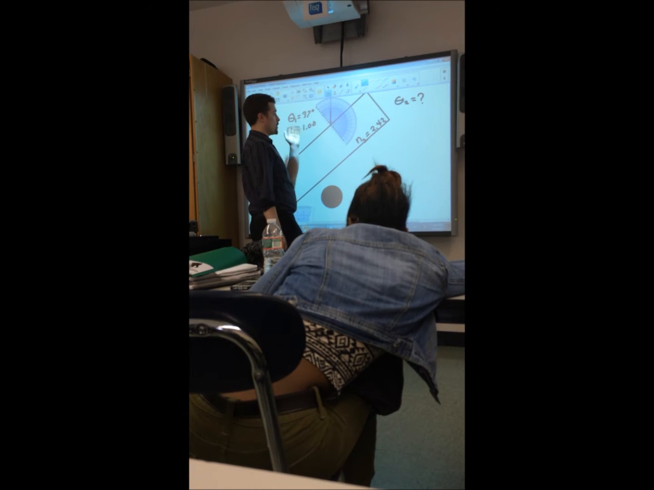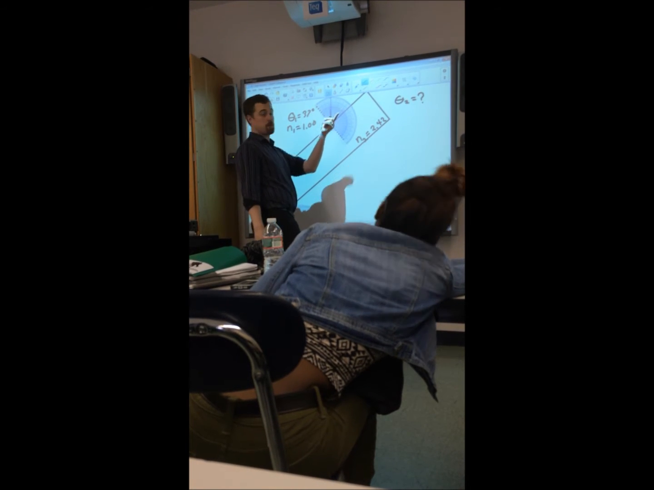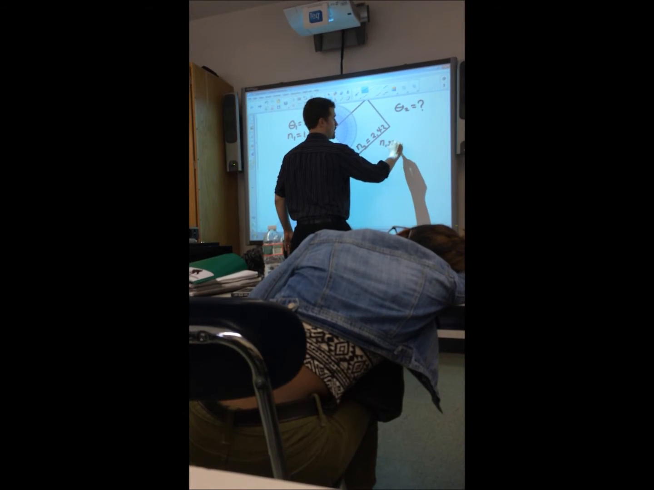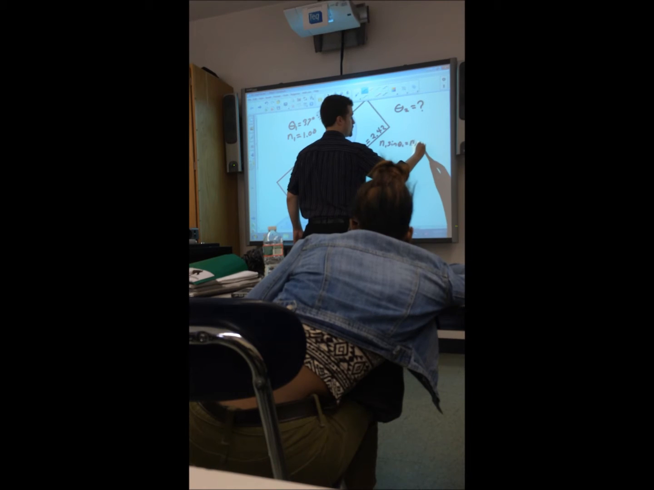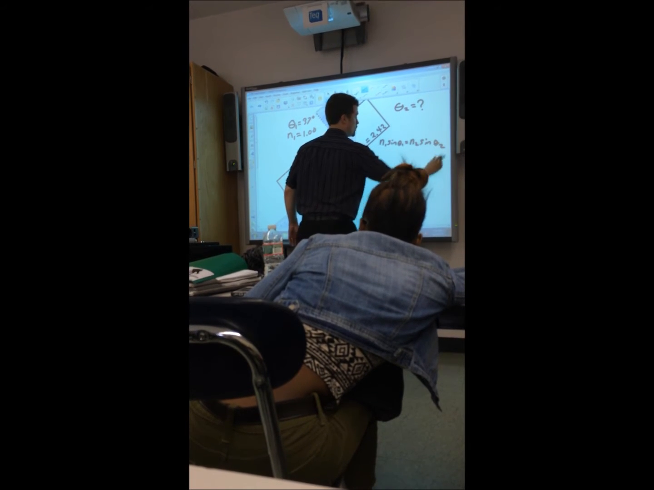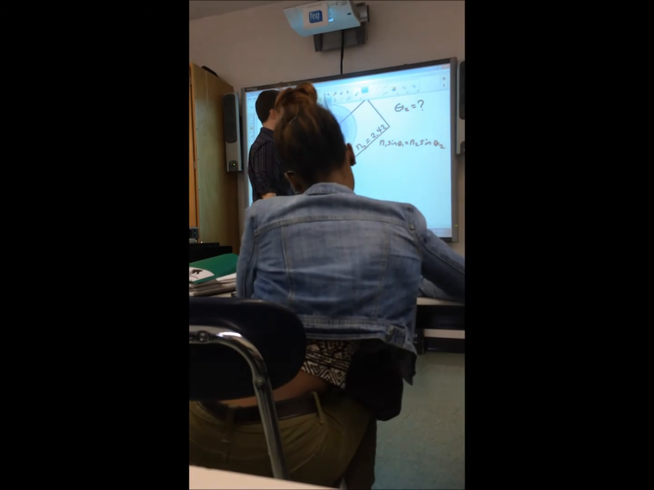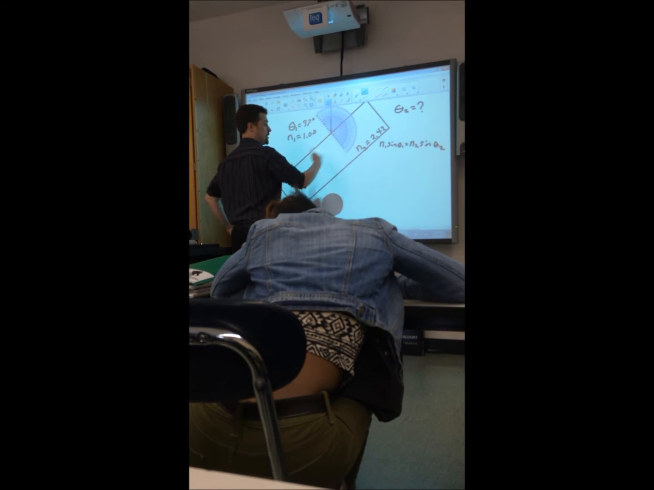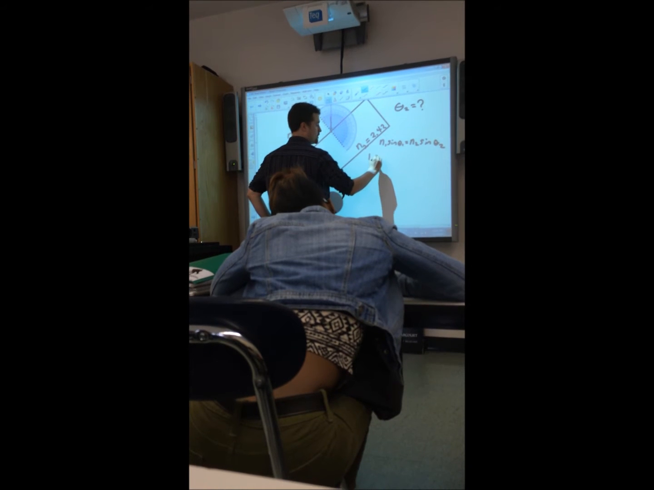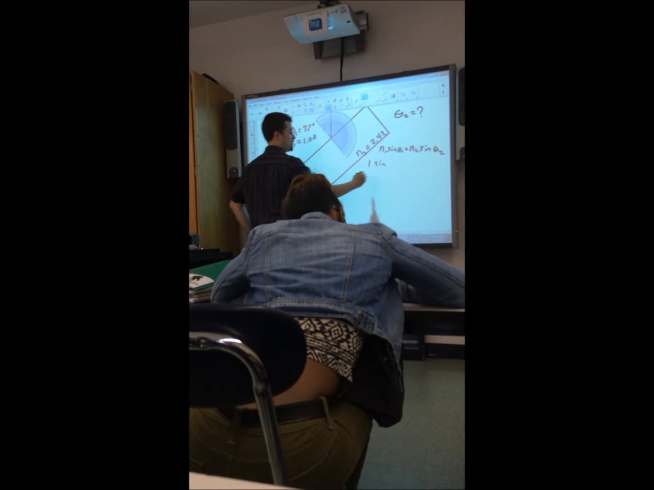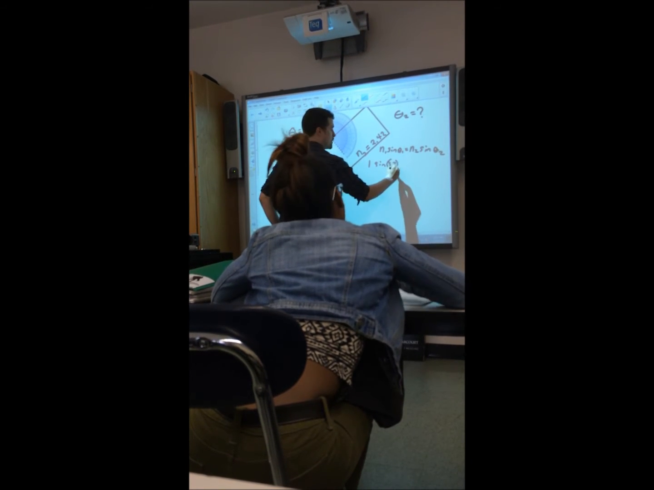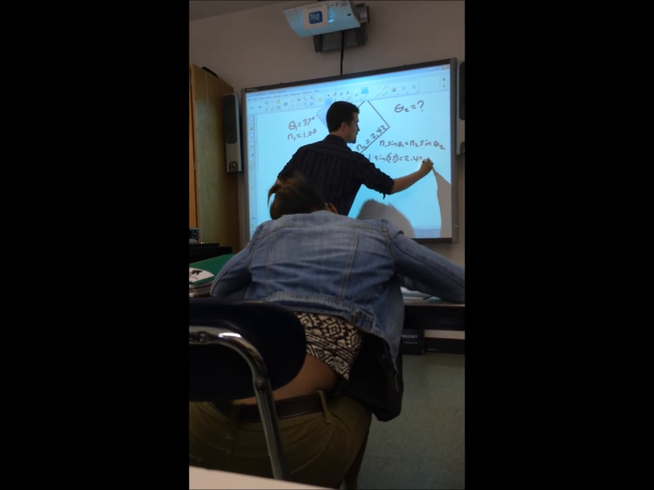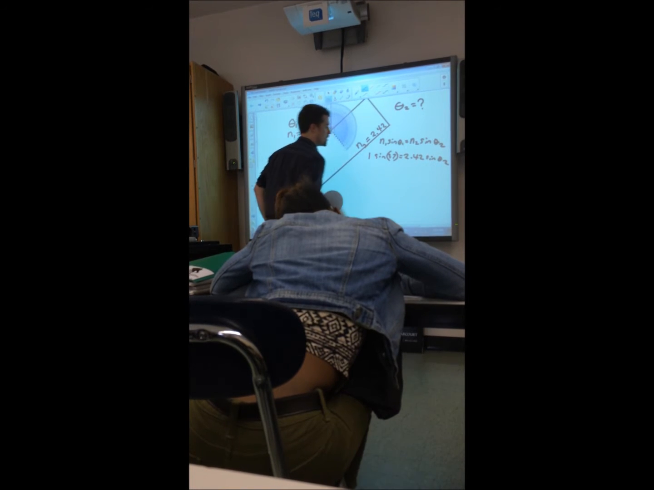So when you've got this and you're trying to find theta 2 for the refraction, we're going to use Snell's law, which says that N1 sine theta 1 is equal to N2 sine theta 2. We just plug in our numbers. That's going to be 1 times the sine of 37 in my case, is equal to N2, which is 2.42 times the sine of theta 2.